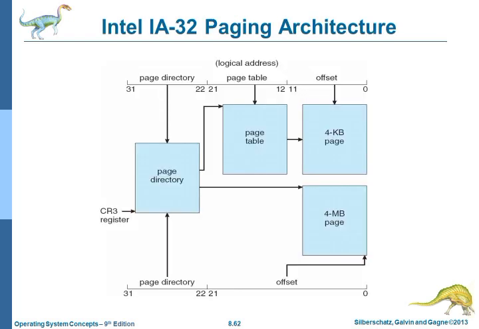Next, in the Intel IA32 paging architecture, we have the page directory, which goes to the page table, and through the page table it goes to the 4 kilobyte page. The other route that the page directory can take is straight to the 4 megabyte page.